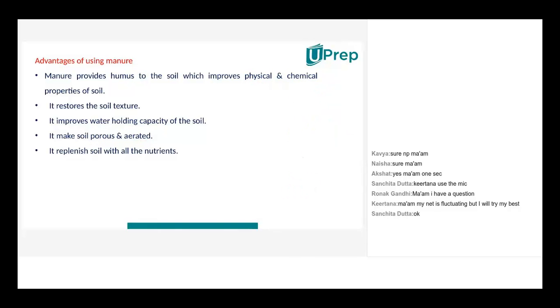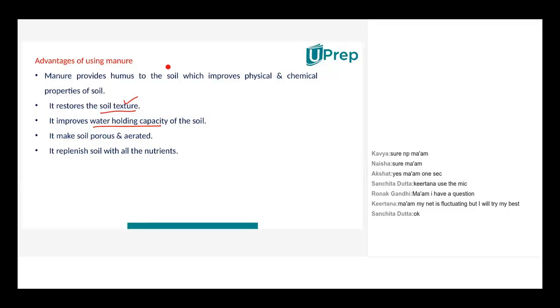Right, now if we have to add manure, it restores the soil texture. See, you're not adding anything artificial to it. If you're adding anything artificial, it will add to an artificial texture of the soil. Whatever you're adding, it's all made in nature. So nature has its own texture. So the soil will only regain back its natural texture. It will not have anything artificial in it. Right? It improves the water holding capacity.